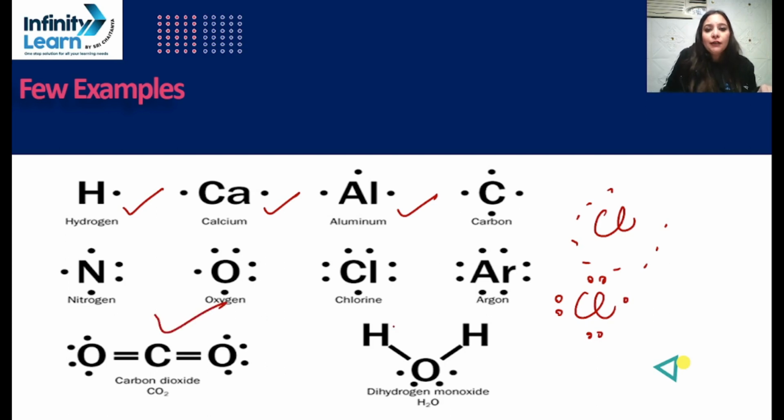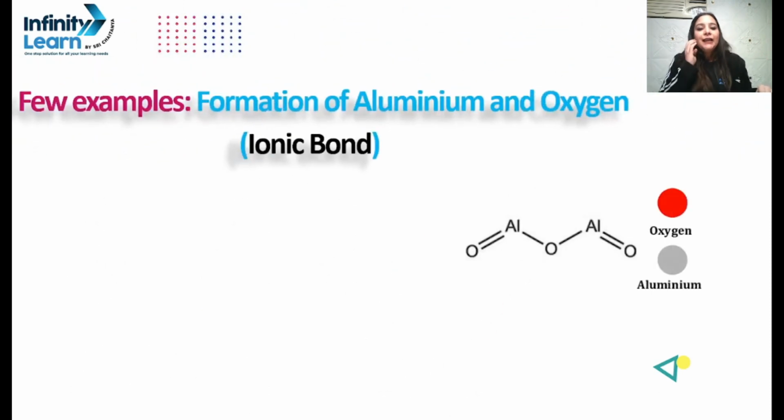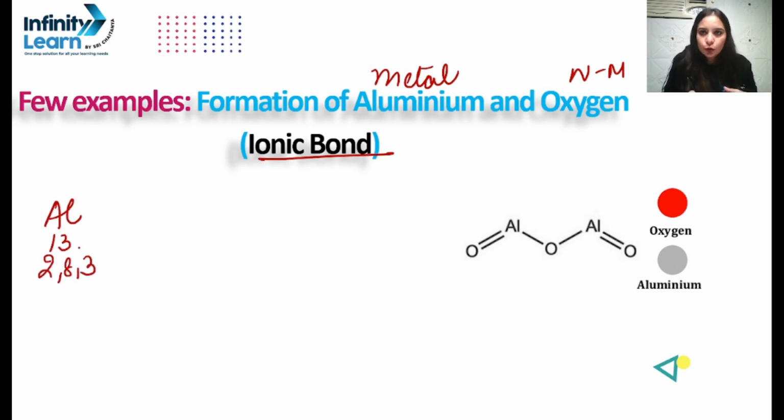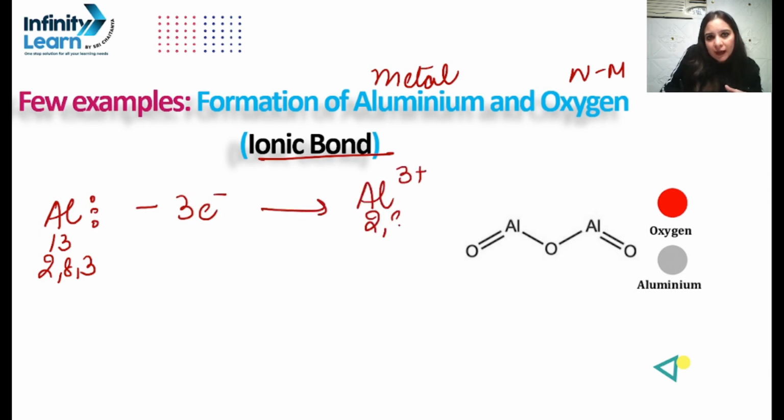Now these are the molecules. I'll give you an explanation how we show Lewis dot in that case. Okay, let's show the bond formation of aluminium and oxygen. We know that aluminium is a metal and oxygen is a non-metal. So obviously the bond formed will be ionic. Let's start with metal. Atomic number 13 and configuration 2, 8, 3. So 3 electrons are going to participate. So I can show 3 electrons like this. It will lose 3 electrons. And after losing, you know that it will form Al3 positive and it will become aluminium ion with configuration 2, 8.